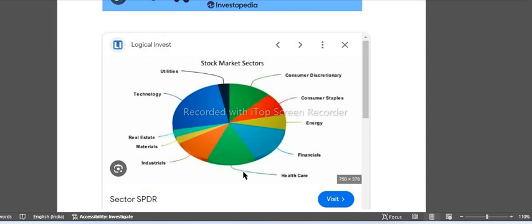Who should invest in this kind of sector ETF? A person who believes this sector will perform very well in the future, say 2 or 3 years from now. That kind of person should invest in a sector ETF.